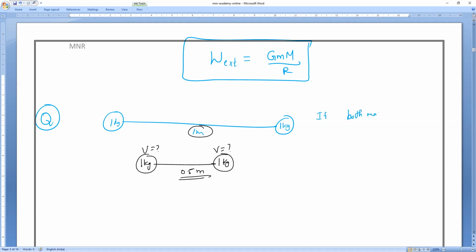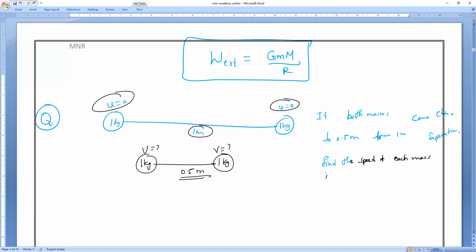If both masses come closer to 0.5 meter from 1 meter separation, find the speed of each mass in the new positions if their initial speeds were 0. When they are kept at 1 meter distance, their initial velocity is 0. That is given. So find the speed of each mass in the new positions. Make it quick. Write the question and solve.